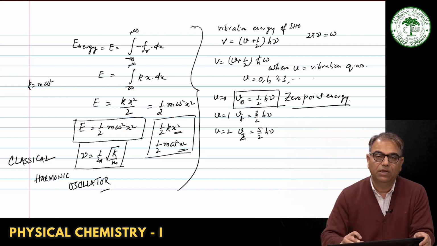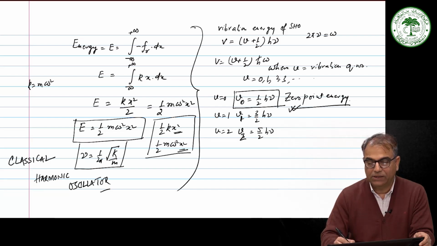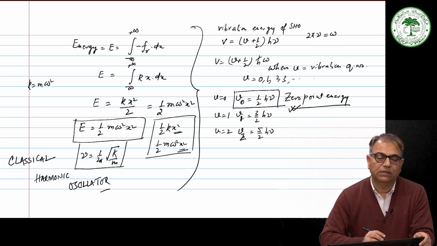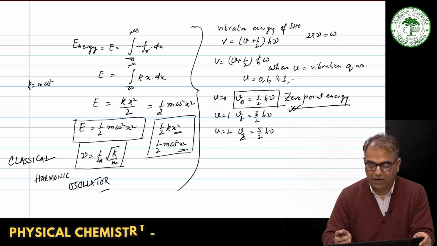What I am talking about are the results of the quantum mechanical calculations, which we will do very soon. But the existence of zero point energy is in complete contrast to the classical harmonic oscillator. In a classical harmonic oscillator, you can have zero energy, but in a quantum harmonic oscillator, the minimum energy is always half h nu or half h cross omega, whatever you write.